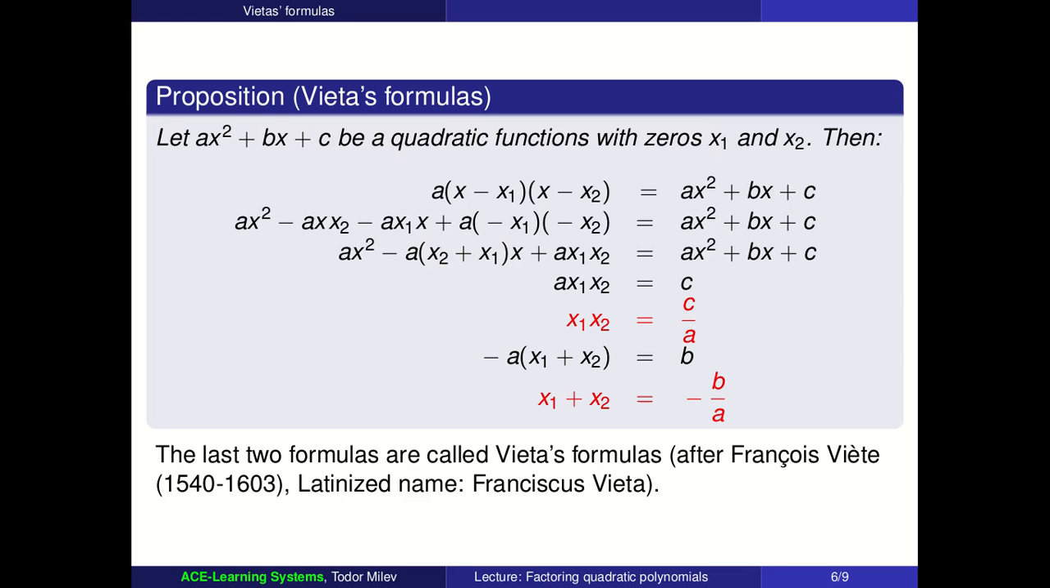So these two formulas, x1 times x2 equal to c over a, and x1 plus x2 equal to negative b over a, are the so-called Vieta's formulas. The Vieta's formulas are named after the French mathematician François Vieta. Franciscus Vieta was his Latinized name. And I'm going to call these formulas Vieta's formulas to avoid the risk of mispronouncing the French name.